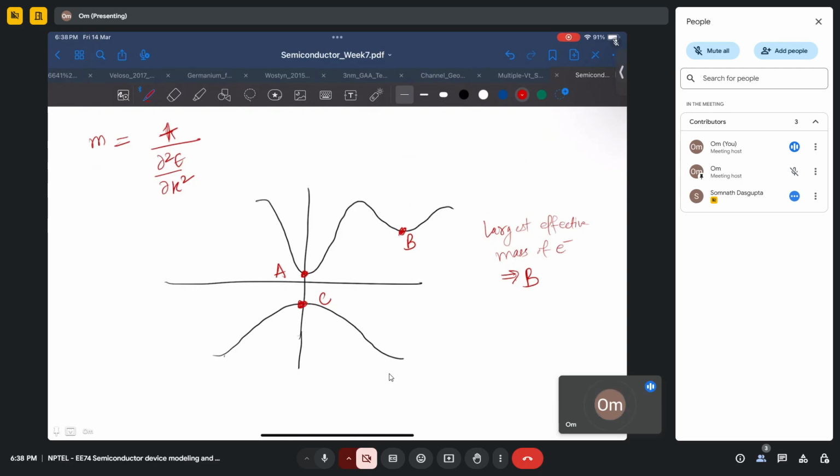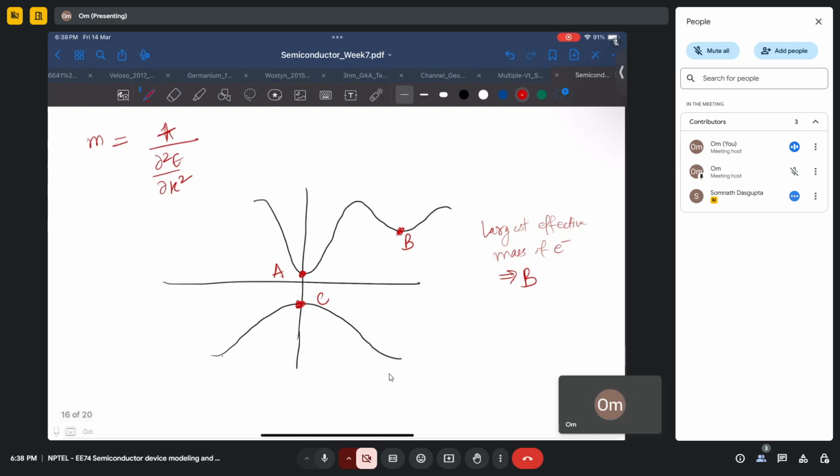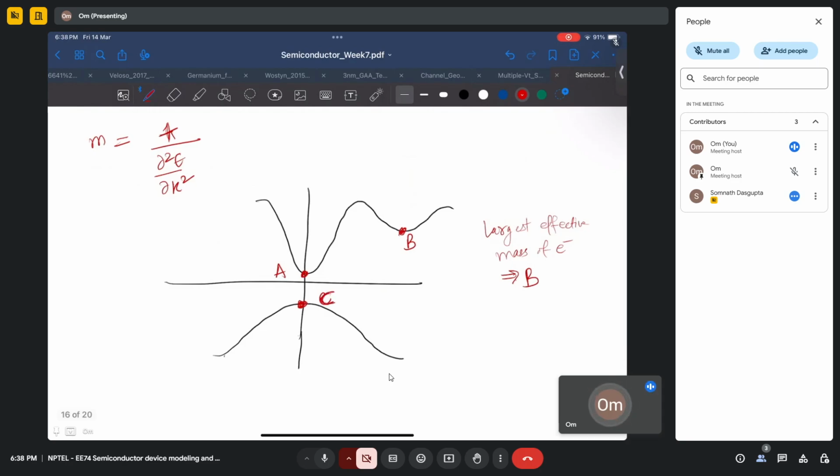Okay. So one more question. Will the effective mass at C be positive, negative, or zero? What will it be? Effective mass at C will be negative for electron.